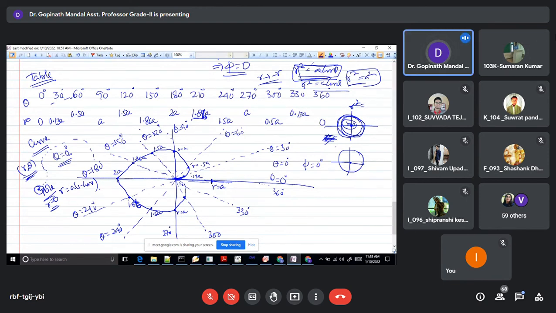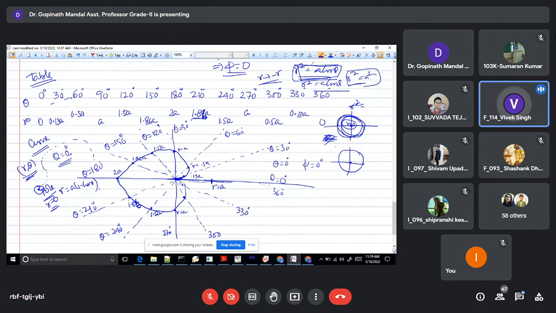Now, in every case, first to trace the curve, we check whether the curve goes through the pole or not. If it goes through the pole, then find the tangent there. If it does not go through the pole, then find the tangent at other points, where the curve cuts r equal to 0, theta equal to pi by 2. Find the tangent there.